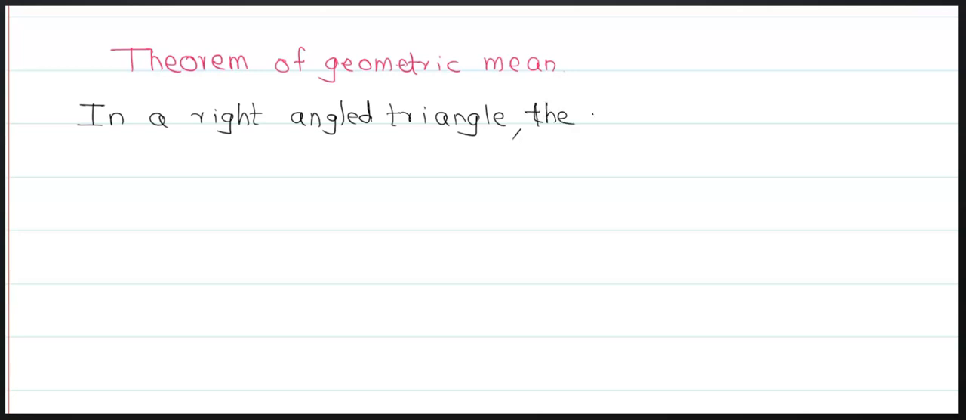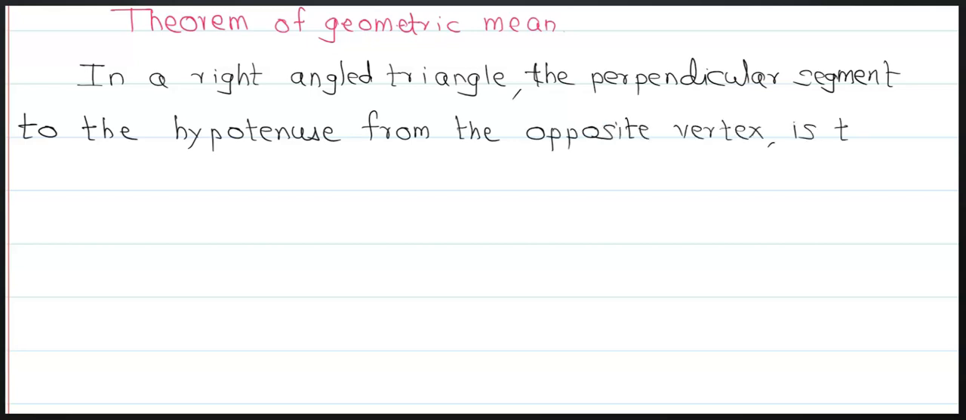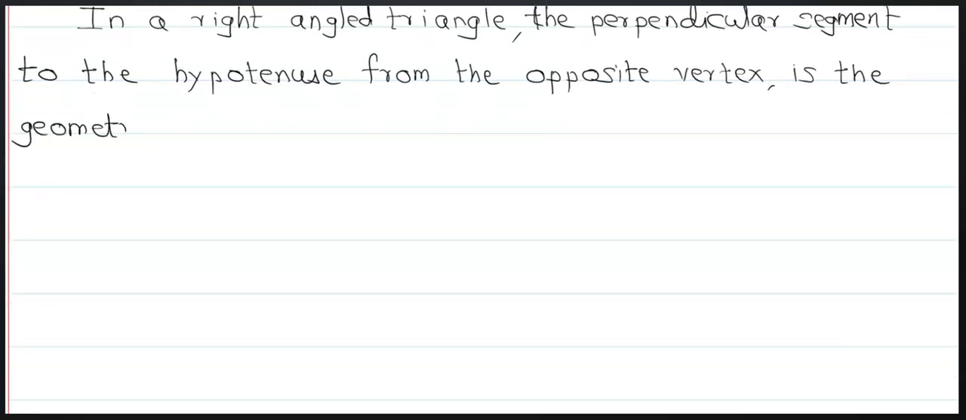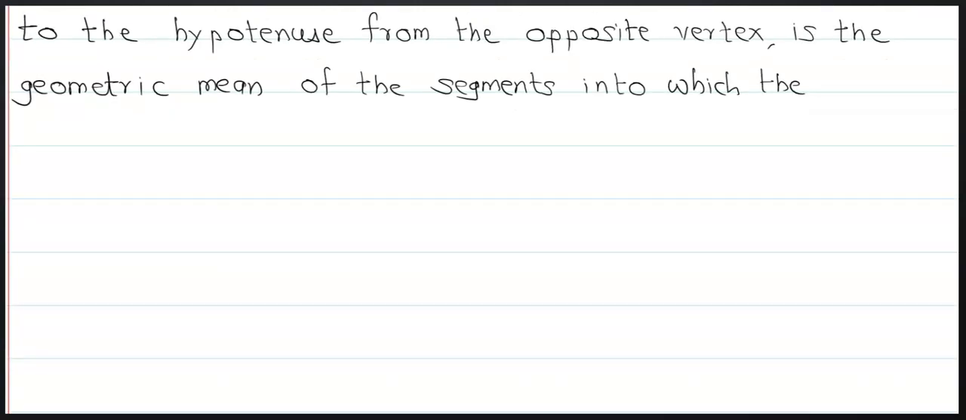In a right angle triangle, the perpendicular segment to the hypotenuse from the opposite vertex is the geometric mean of the segments into which the hypotenuse is divided.